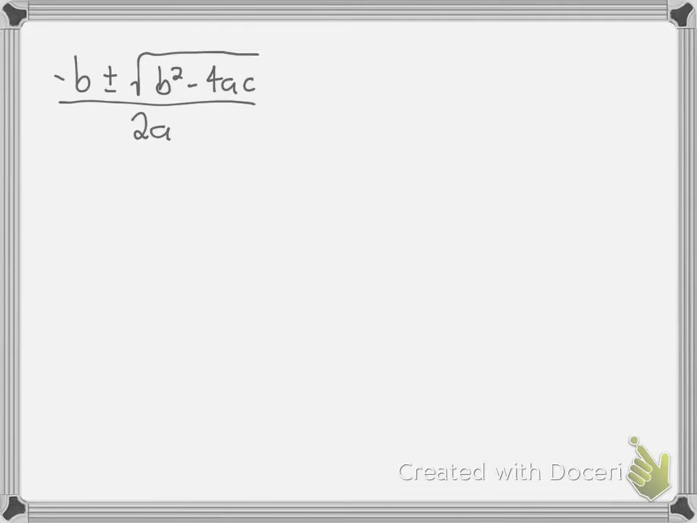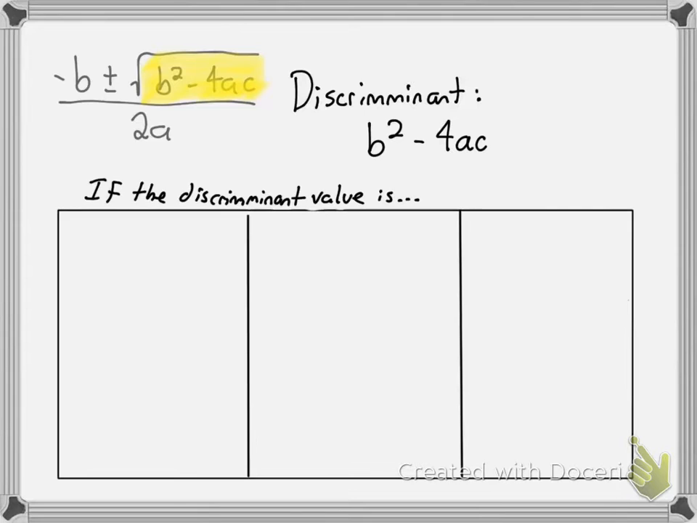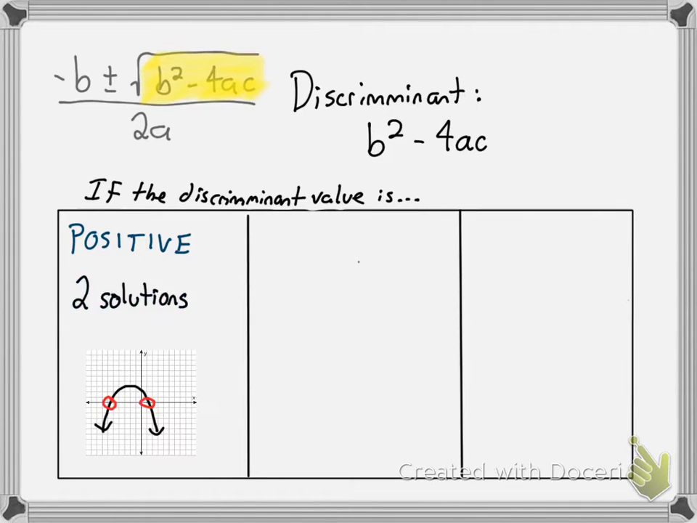Everything under that square root we can call the discriminant, which specifically is b squared minus 4ac. So again, everything under that square root. And what kind of value that discriminant is will tell us how many solutions we have on our graph. So if the discriminant value is positive, like that first example that we had, your graph would have two solutions, or would cross the x-axis twice.